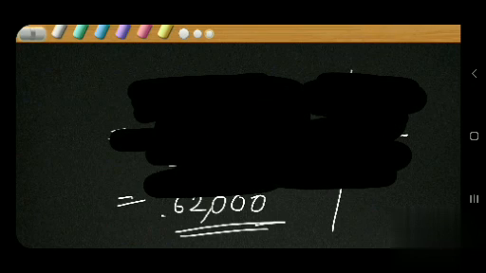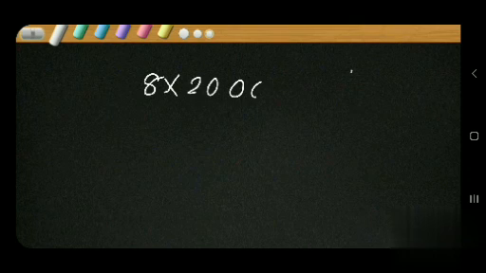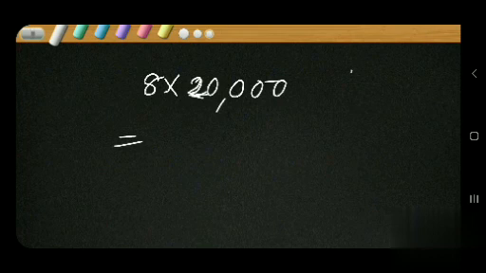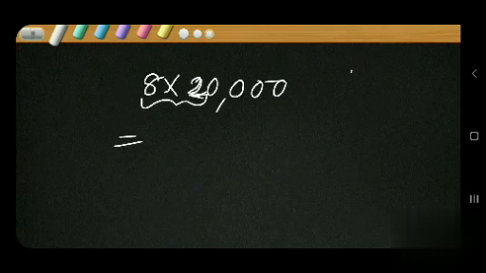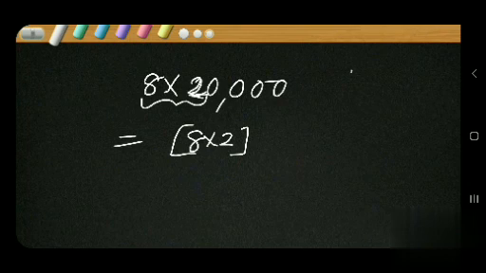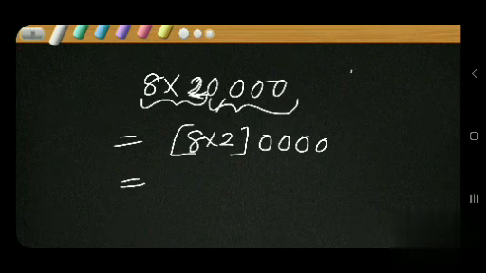So let's try another one. How to multiply 8 into 20,000? This is 20,000. 8 into 20,000. How to multiply this? For this, what do we have to do? Yes, first we have to multiply 8 into 2. With this answer, how many zeros? Yes, 4 zeros. Why 4 zeros? Yes, in 20,000 there are 4 zeros.